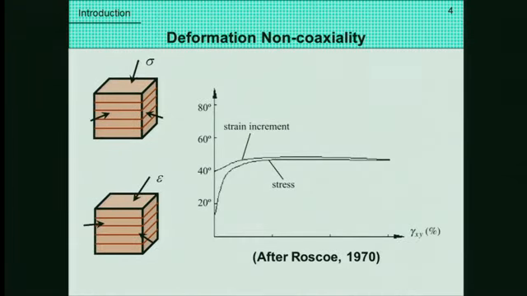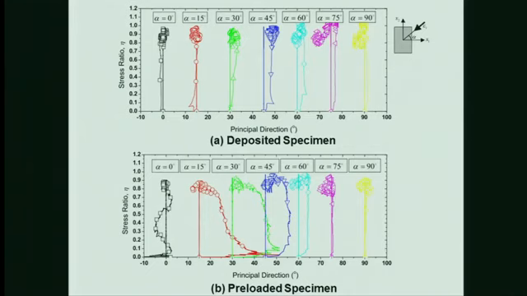Deformation non-coaxiality is the terminology we use to describe the non-coincidence between the stress direction and the strain increment direction. That was first discovered by Roscoe in 1970 and is a very classical problem. Later on, we did some DEM simulations recently, and it's even more complicated. We have two specimens which have a similar anisotropic structure at the initial state, but when we shear them in different directions, the observation of non-coaxiality is actually different.